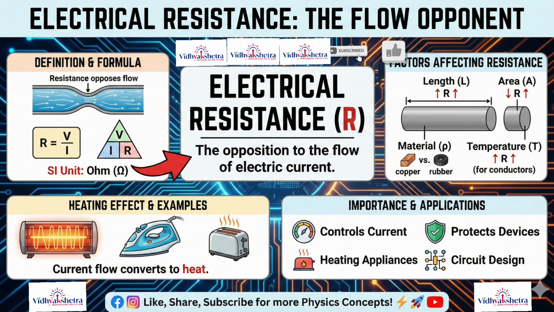Factors affecting resistance. Resistance depends on several factors. Length of the conductor. Resistance is directly proportional to the length of the conductor. Longer wires have more resistance. R is directly proportional to L. Area of cross-section. Resistance is inversely proportional to the area of cross-section. Thicker wires have less resistance. R is directly proportional to 1/A.